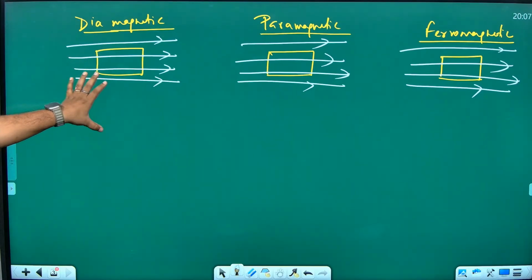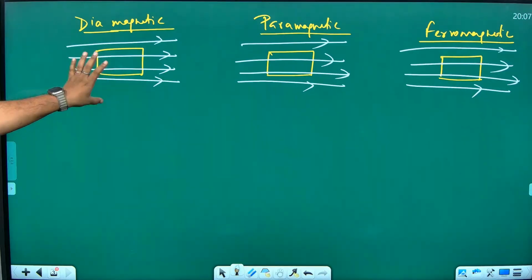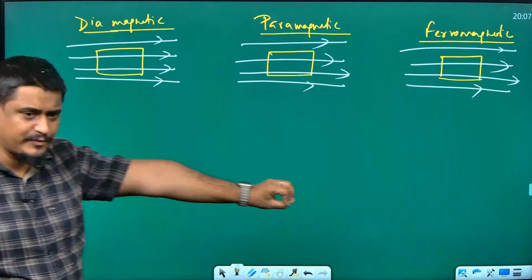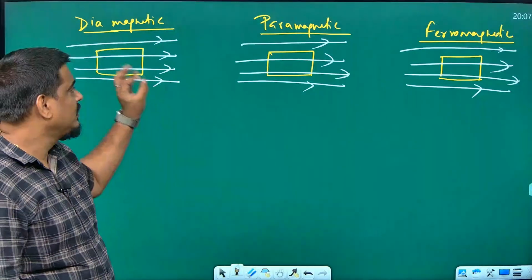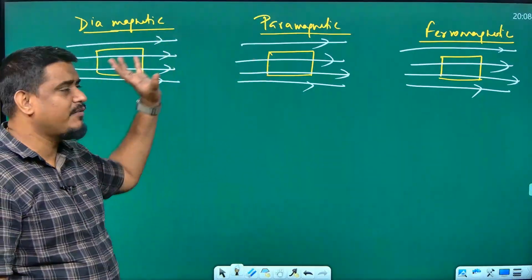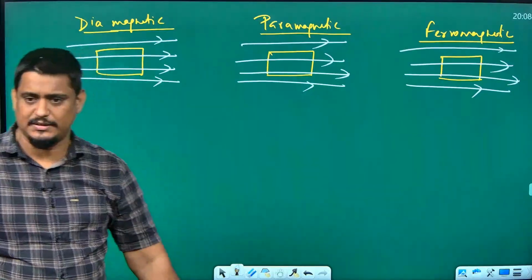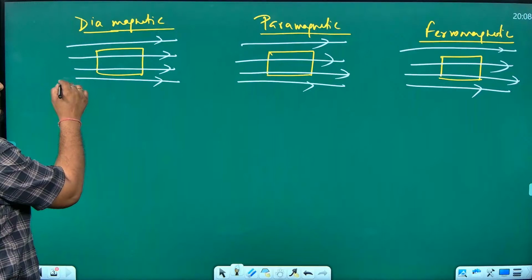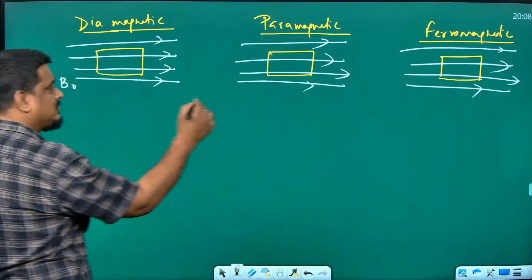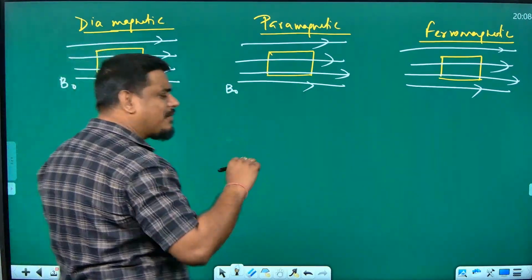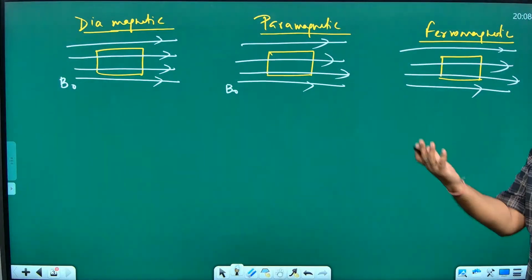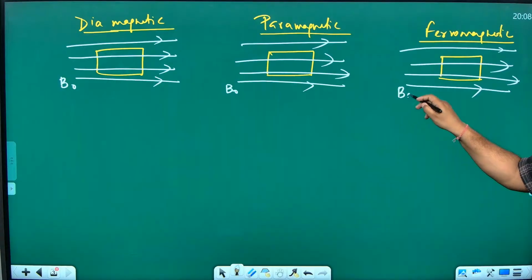So, what I have done, I have taken up a diamagnetic substance and exposed it to an external magnetic field. Same I have done for a paramagnetic substance, and same for a ferromagnetic substance. Let me assume that the magnetic field that I am applying externally is B naught. What I am writing now may not match with NCERT, but later you can change it to NCERT form also. Let me teach in my own way. B naught is the applied magnetic field.